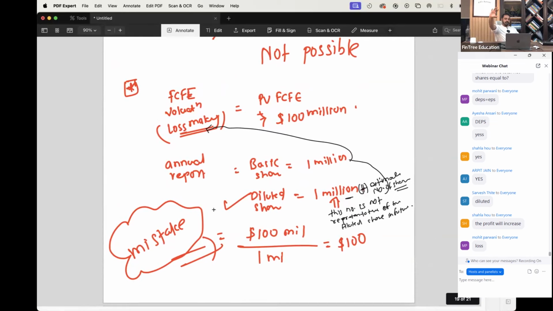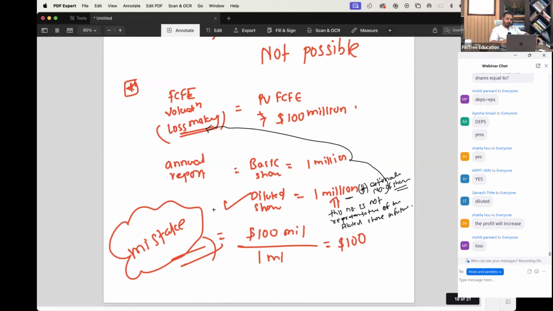What I do is I build a financial model. Right now they are loss making. I do free cash flow to equity. We know the formula, right? We memorize the formula. I take the present value of the free cash flows. I have the total value of the equity, not per share. Value of equity, let's say $100 million. I want to know value per share. So I should divide by the diluted number of shares.